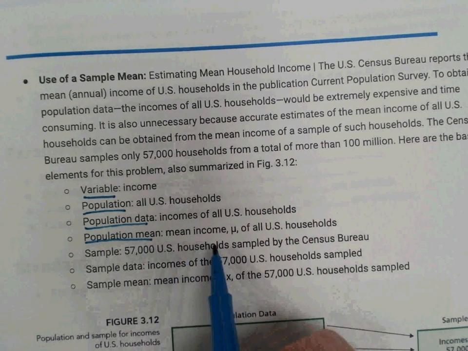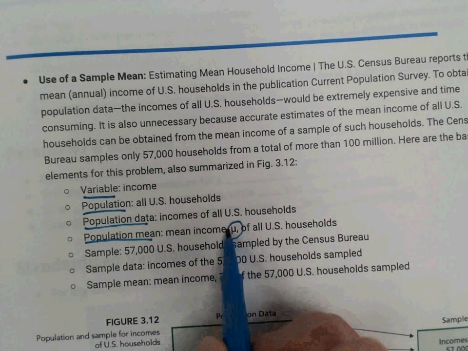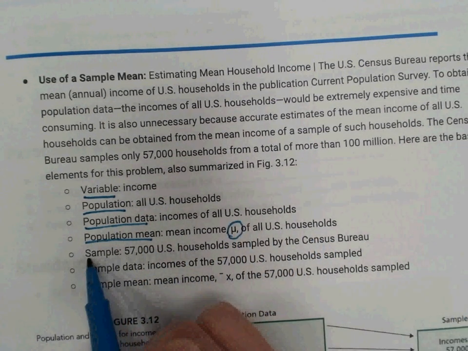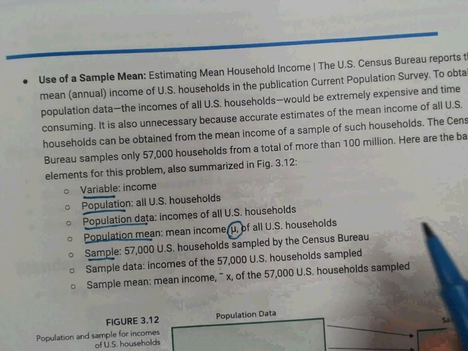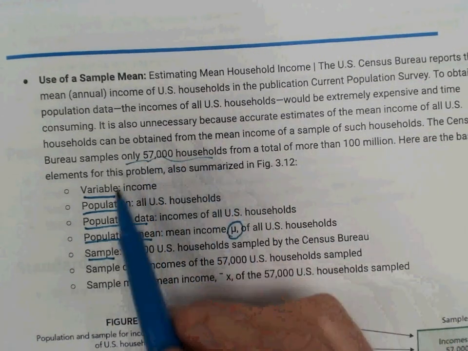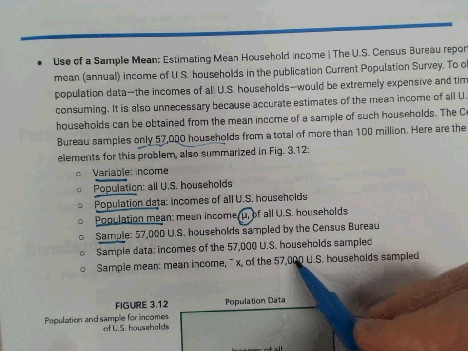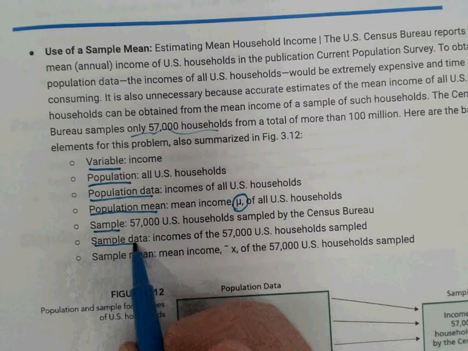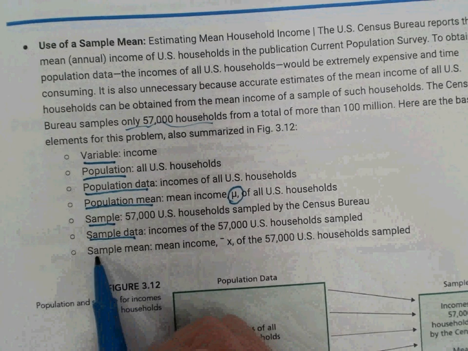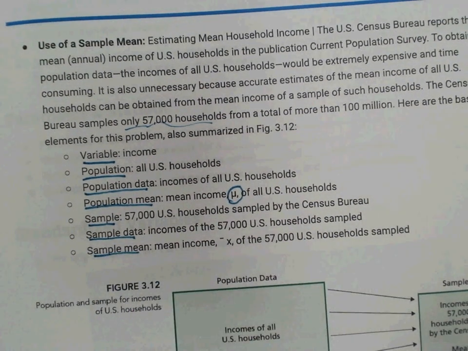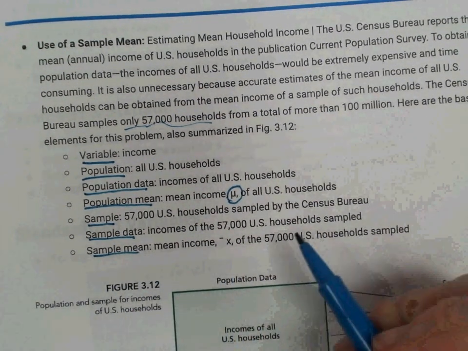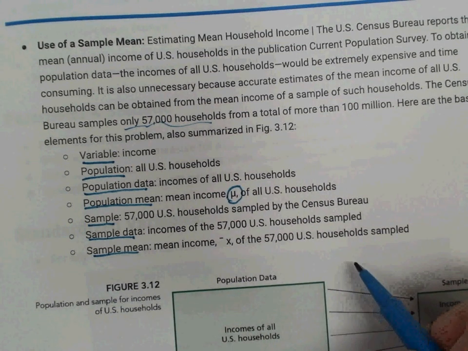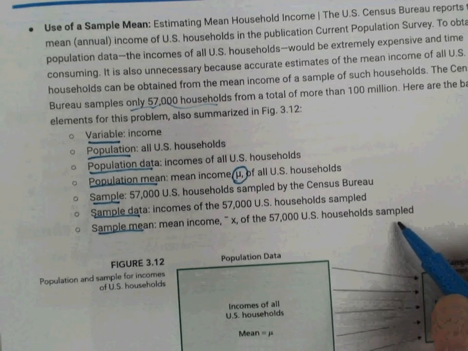Population mean income, mu, of all U.S. households. The sample, so this is new information, samples: 57,000 U.S. households sampled by the U.S. Census Bureau, and our sample data is their incomes, and our sample mean is the mean income x bar of the 57,000 U.S. households sampled.